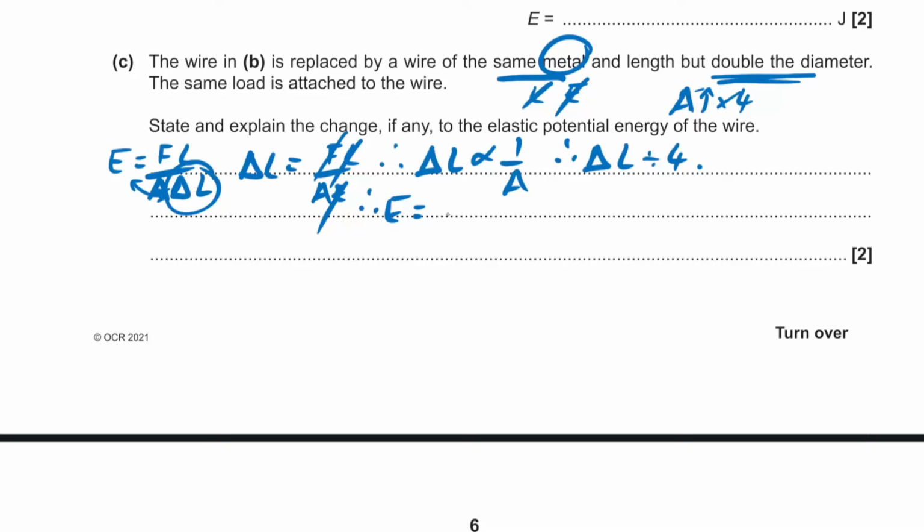Therefore, we can say that energy is equal to half Fx or half F delta L. Let's say delta L, so you know we've used it there. So therefore, energy also decreases by a factor of 4.